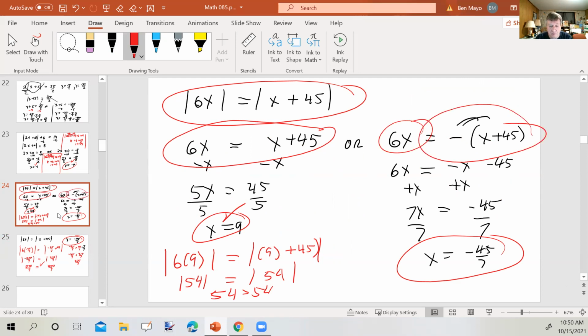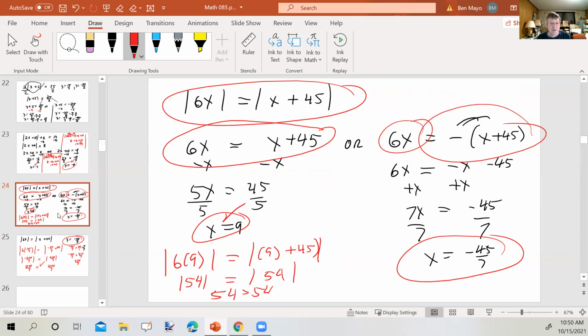If you have a single absolute value, you want to isolate it completely before you do anything else. If there's a coefficient in front or an extra term, get rid of them so you have just the absolute value of whatever equals whatever. From there, you can split it apart into possibly two equations.